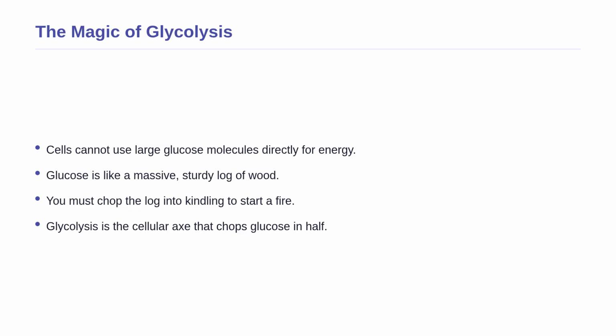In the human body, the carbohydrates you eat are broken down into a simple sugar called glucose, which acts just like that giant log. Your cells desperately need energy, but glucose is too stable and large to use directly. Glycolysis is the cellular axe that chops this glucose log in half, releasing quick bursts of energy.